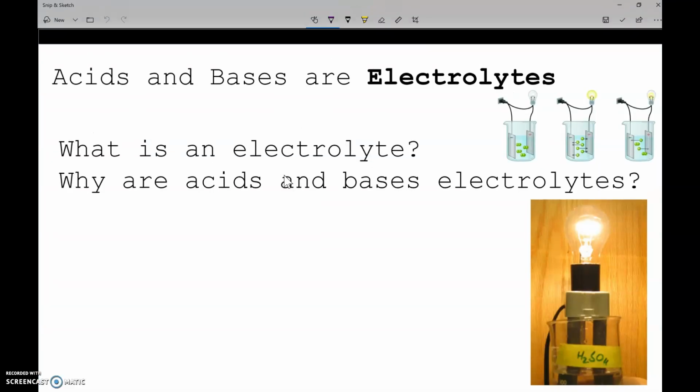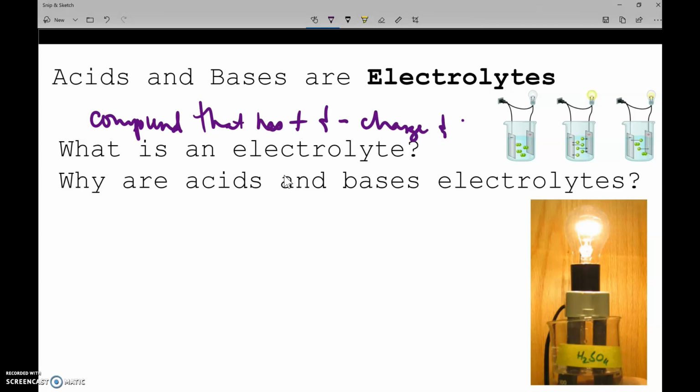Okay, welcome back. An electrolyte, remember, is a compound that has a positive and a negative charge and conducts electricity. If you remember in our demo with our light bulb, I put in hydrochloric acid and it lit that bulb up, and that's because it's an electrolyte.